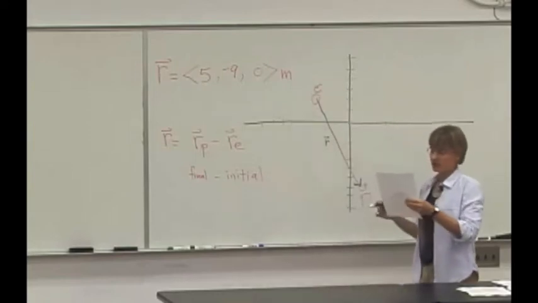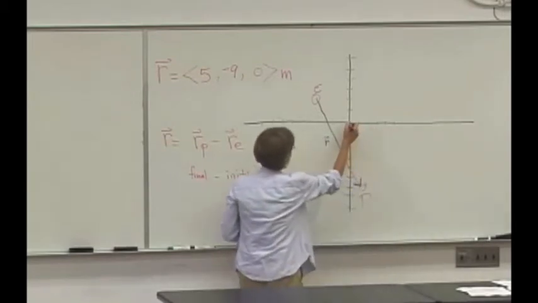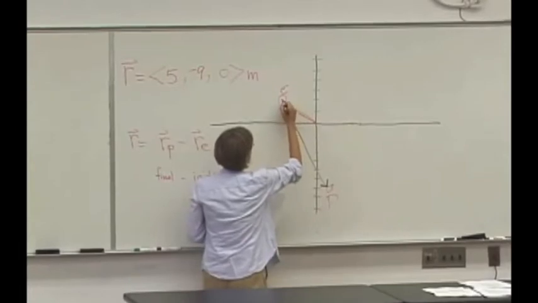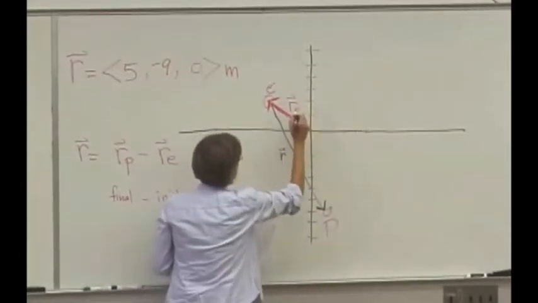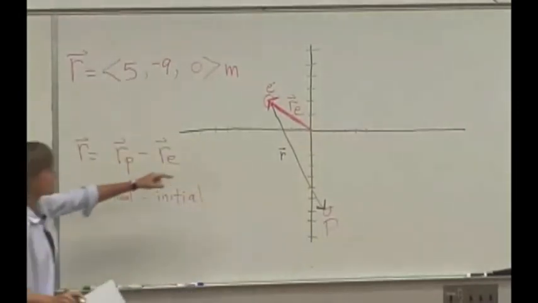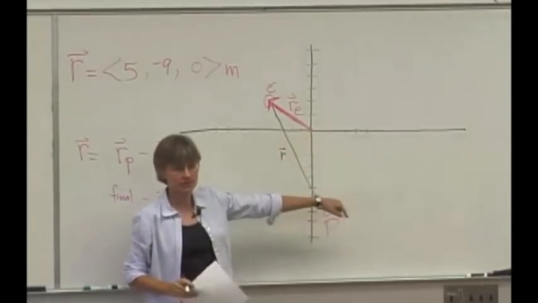And that means that if we need to draw r sub e, the position vector of the electron relative to the origin, it would be that vector going from the origin to the location of the electron. And of course, this other vector would be r sub p, right? Okay.